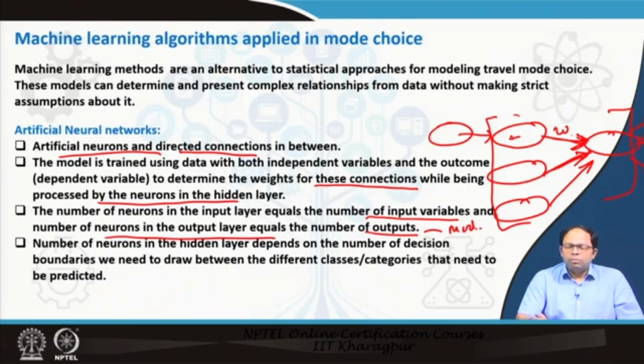Maybe there are 3 mode choices, and input variables may be income, ownership of existing vehicles, or the travel cost. All these things could be input variables, same as we have done in our MNL models. The number of neurons in the hidden layer, this process is a little bit abstract, we call them black box models, but the number of neurons or layers depends on the number of decision boundaries we need to draw between the different classes or categories that need to be predicted.